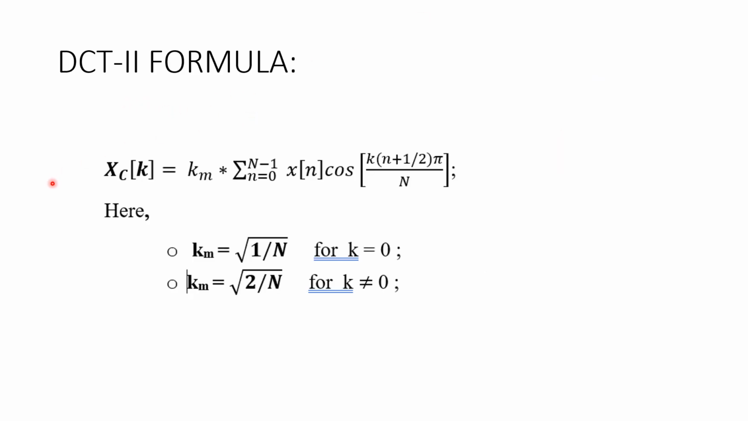So this is a generalized DCT formula. When we observe DCT2 and the generalized formula, there is a difference in this Km. It is called the normalization factor. This Km is equal to square root of 1/N for k equal to 0 and square root of 2/N for k not equal to 0. It is multiplied to make the DCT2 matrix orthogonal.